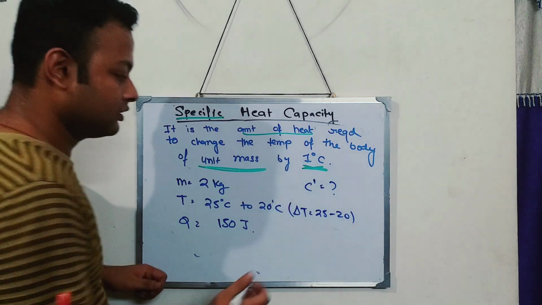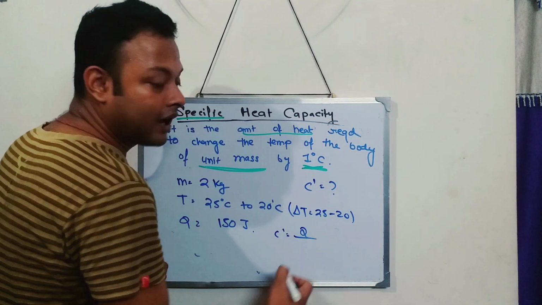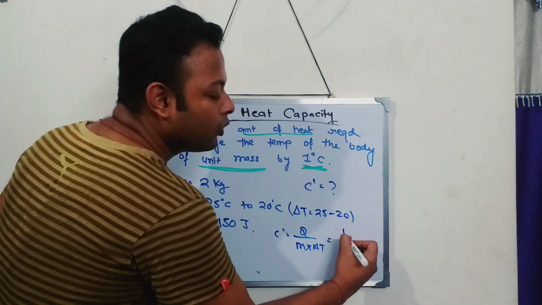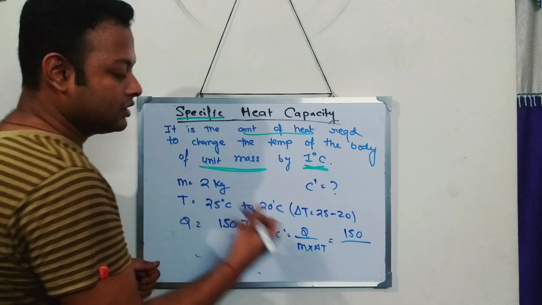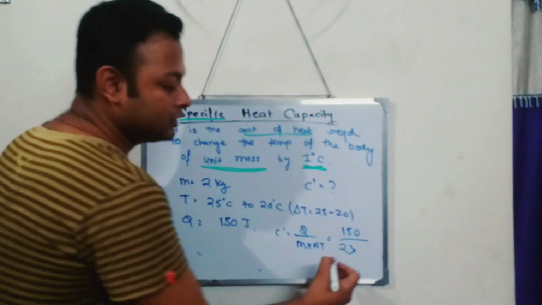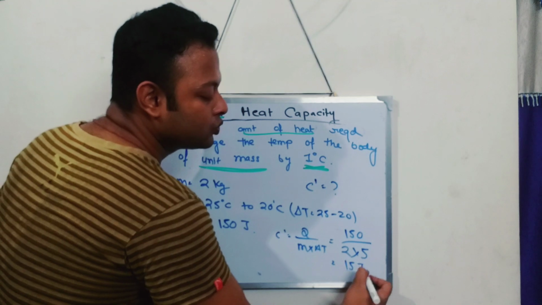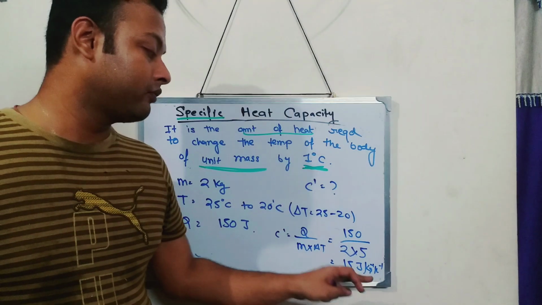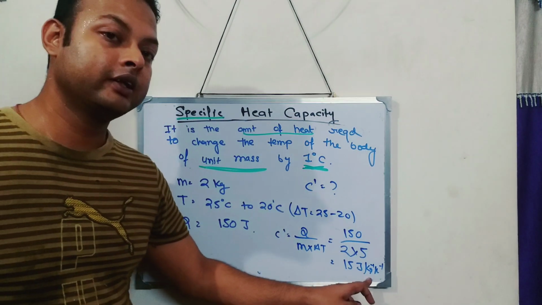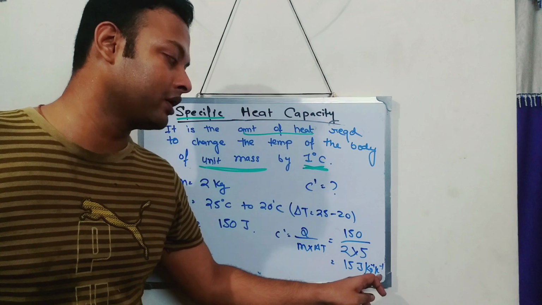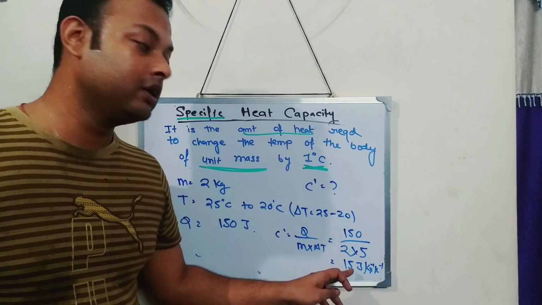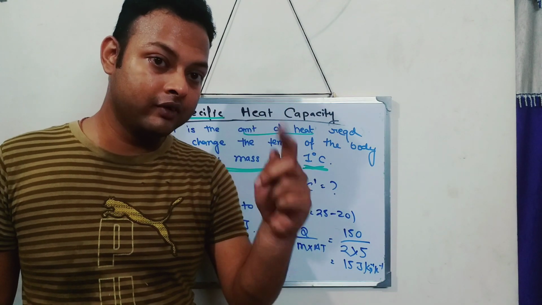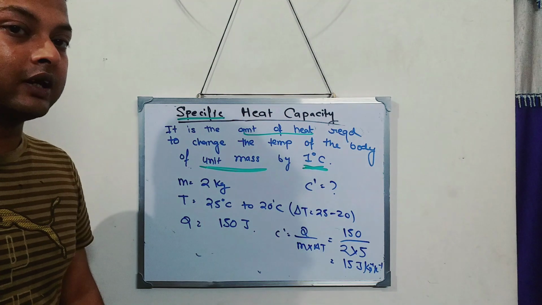Now what is C dash? It is the amount of heat required divided by mass into delta T. So the amount of heat required is 150. The mass is 2 kg. Delta T is 5 degree. So it is 15 joule per kg per Kelvin. Means what? For this body, if the mass is 1 kg, if I have to increase or decrease the temperature by 1 Kelvin, it actually requires 15 joule of heat. So for 1 kg, for 1 Kelvin, how much the heat? That is known as specific heat capacity.